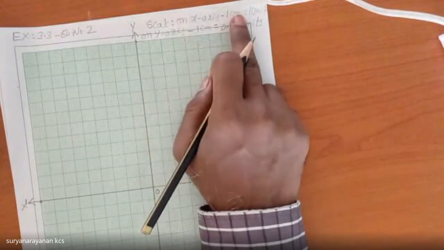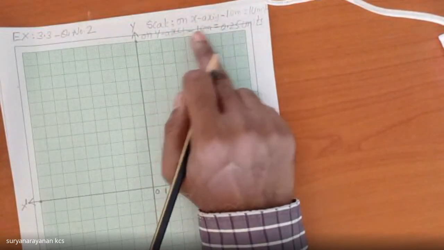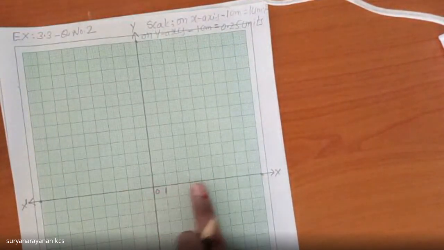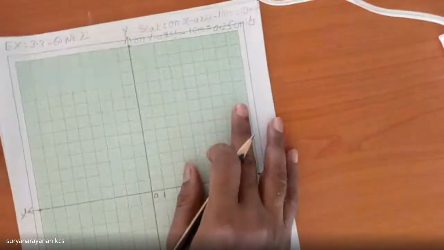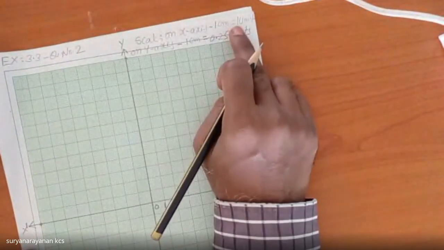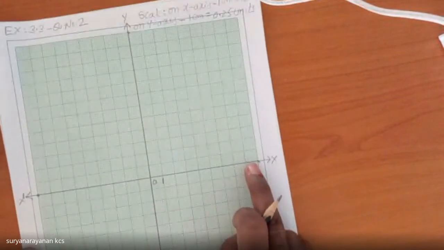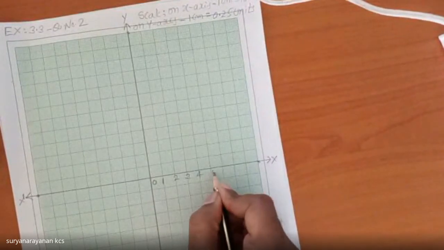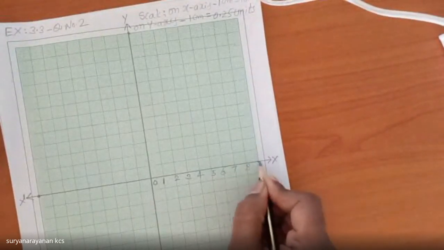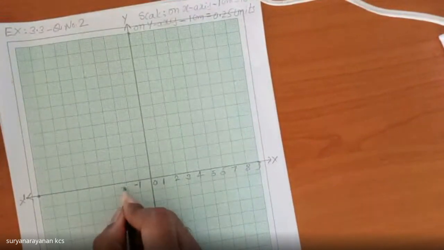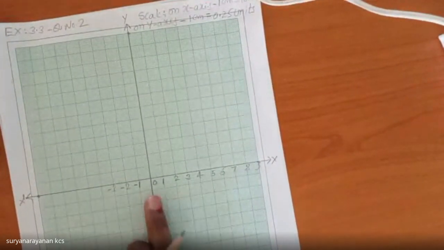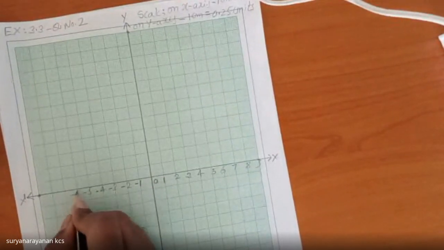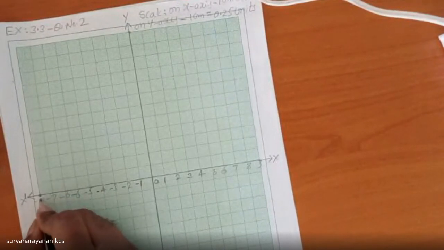After deciding the scale on x-axis and y-axis, we have to mark the numbers on the number line. Don't write directly 0, 1, 2, 3, 4, -1, -2, like this. After the scale is decided, then we mark the numbers on the x-axis. So here 2, here 3, here 4, here 5, 6, 7, 8, 9. Left side of this origin, -1, -2, -3, -4, -5, -6, -7, -8, -9.